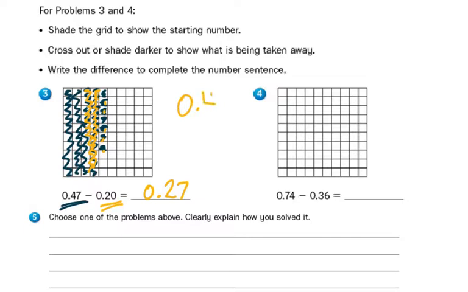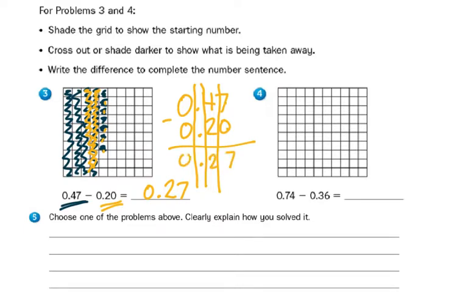If I line up my decimals, as long as my hundredths, tenths, and all that is lined up, I just subtract. 7 minus 0 is 7. 4 minus 2 is 2. Bring the decimal point straight down.